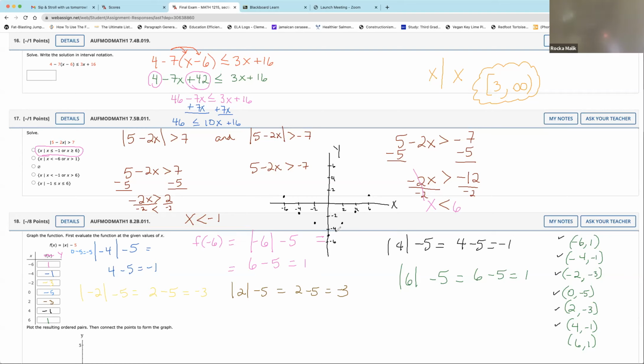What's cool about the absolute value graph is that, oh, I missed those dots altogether, but you can pretend. What's cool about the absolute value graph is it looks like a V. V for value, that's how I remember it. So the absolute value graph looks like a V.